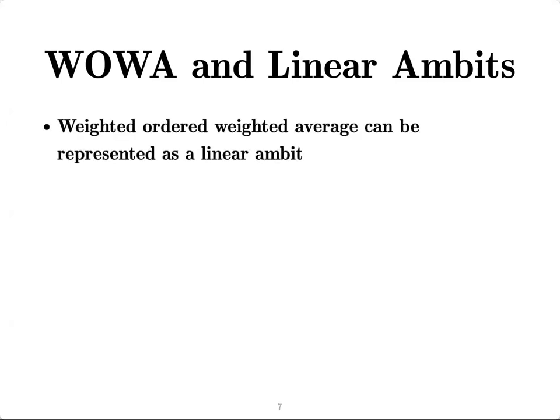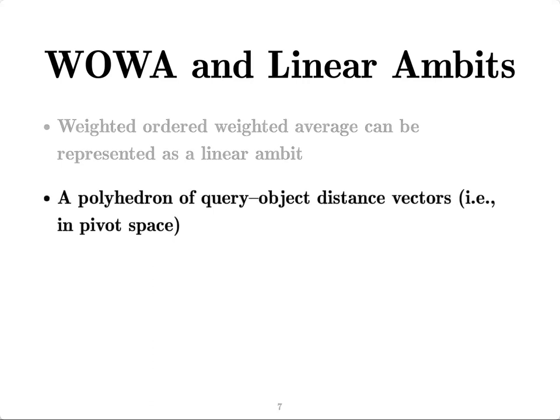Because if the query is represented using a weighted ordered weighted average as the remoteness function, it can be represented as a linear ambit. And we know how to detect intersections between linear ambits. It is described in separate publications. A linear ambit is a polyhedron of query object distance vectors. So it's a polyhedron in pivot space.